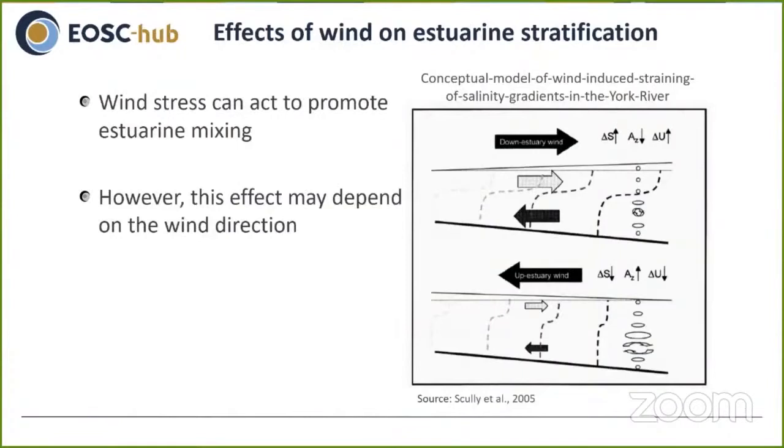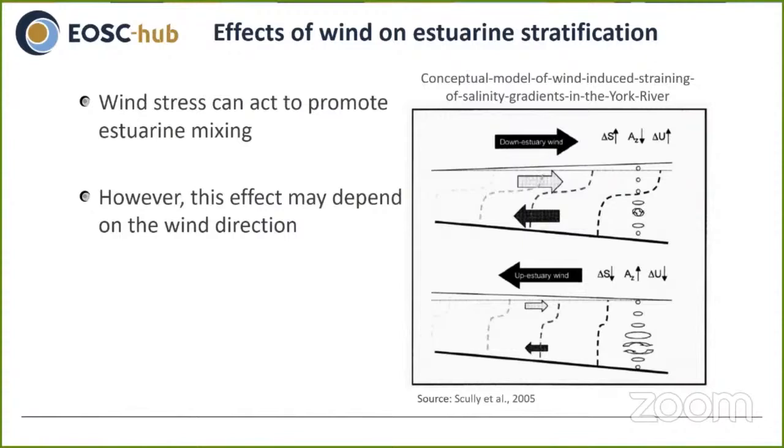Wind can also play an important role in stratification. Observations from the York River estuary show that the long-channel wind plays a dominant role in governing the estuarine exchange flow and the corresponding increase or decrease in vertical density stratification.